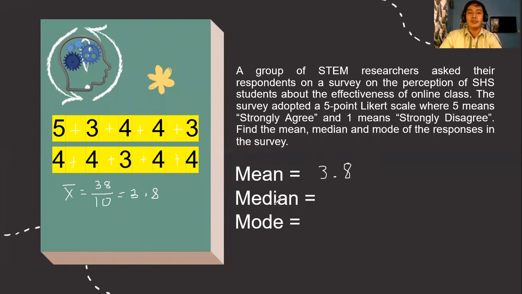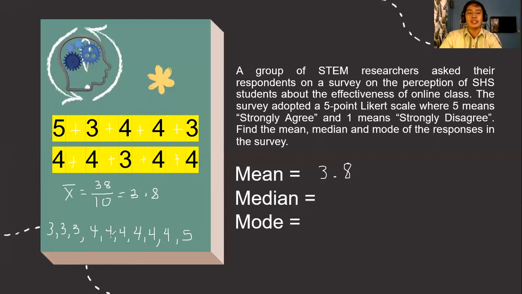To get the middle value, we need to arrange our set of data from least to greatest, or in ascending order. So first, we will list 3 neutral responses. Then we have 6 agree responses. And lastly, we have 1 strongly agree response. So all in all, we have 1, 2, 3, 4, 5, 6, 7, 8, 9, 10.